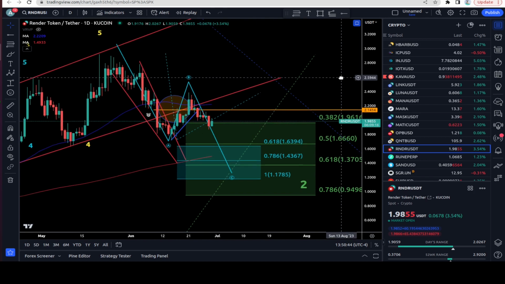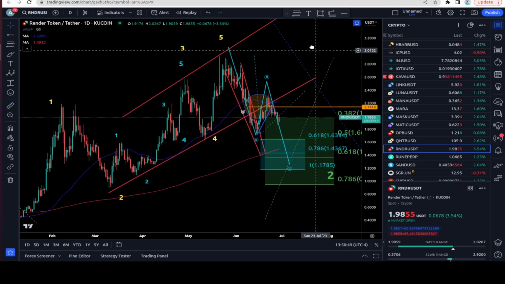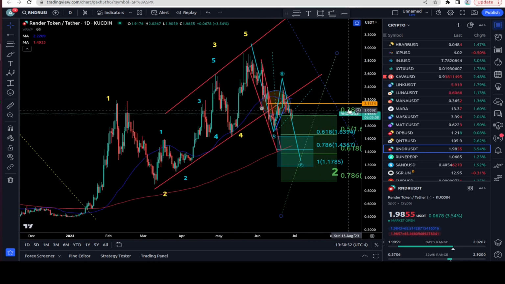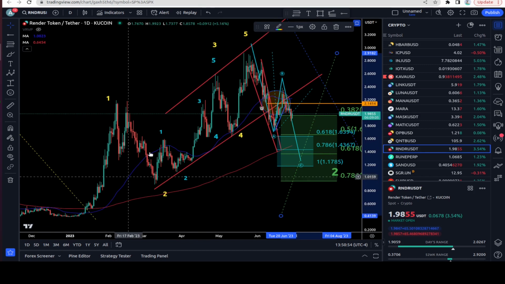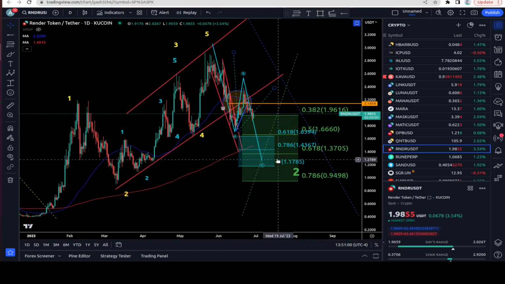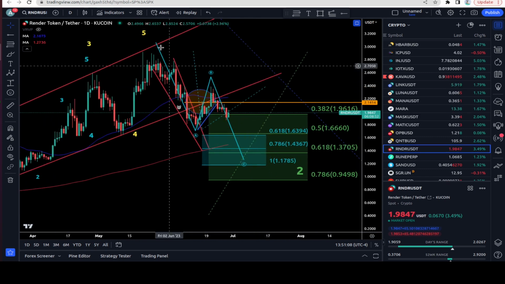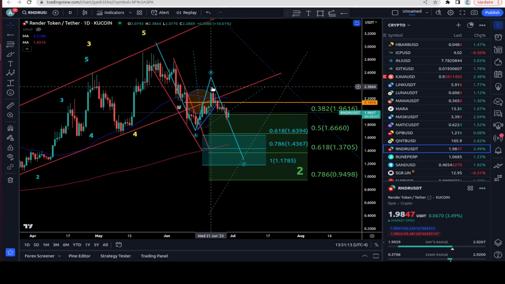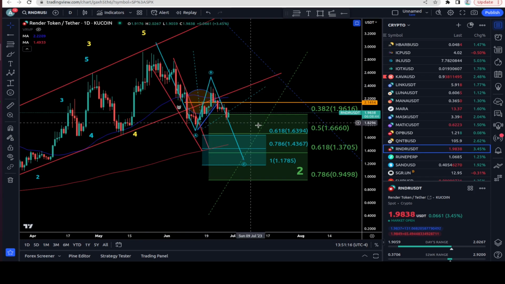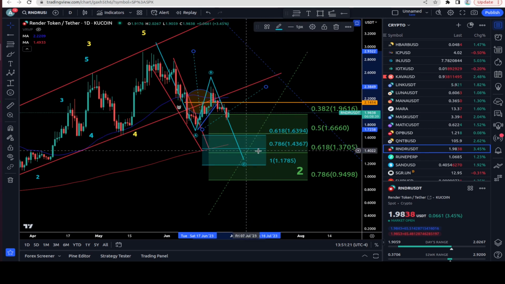Now we have two targets. The first one: I took the length of this impulsive movement, starting from here, all this movement, and in green it's going to be the retracement for the wave 2. Also in blue, within this green box, I took the length of the wave A and added it to the end of the wave B, and this is what we get.